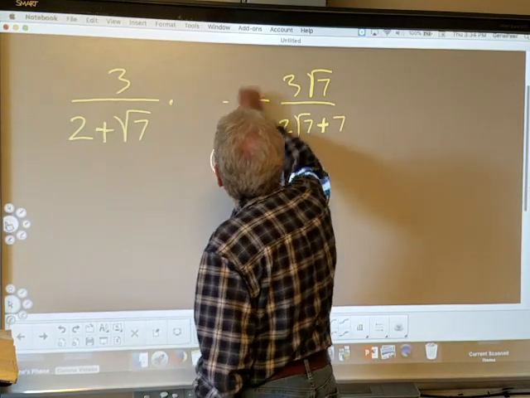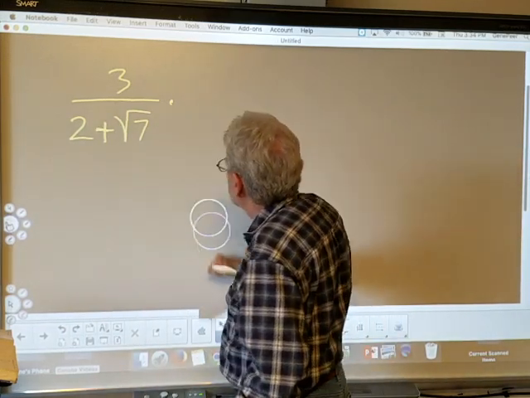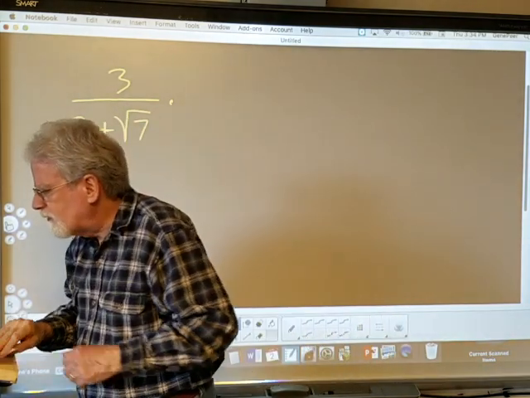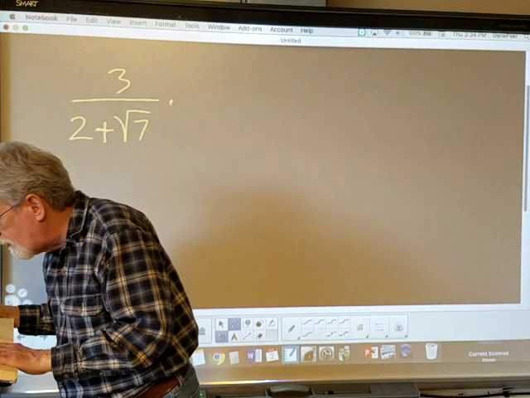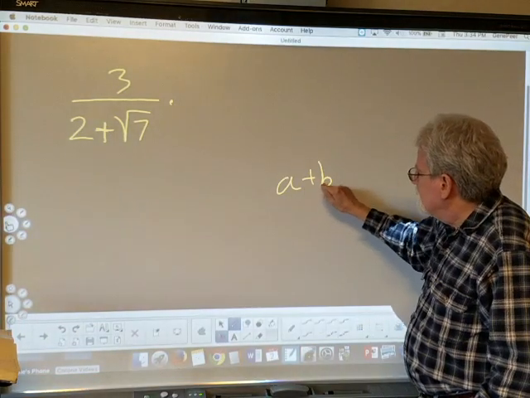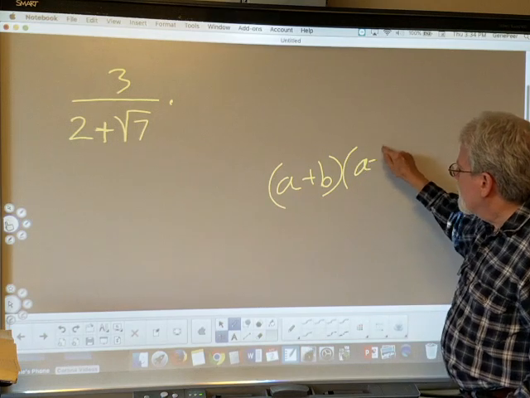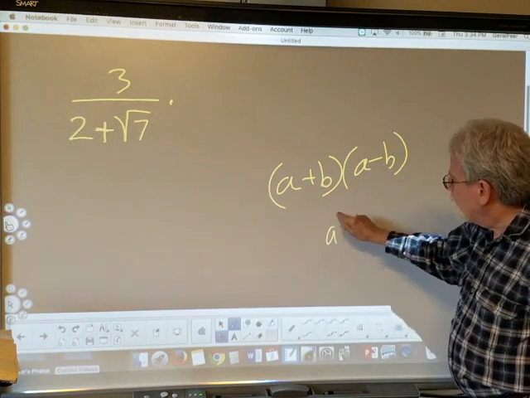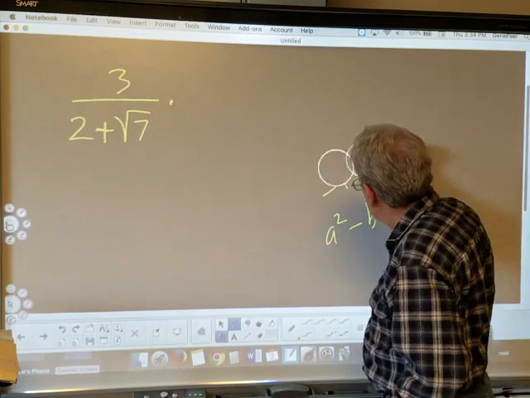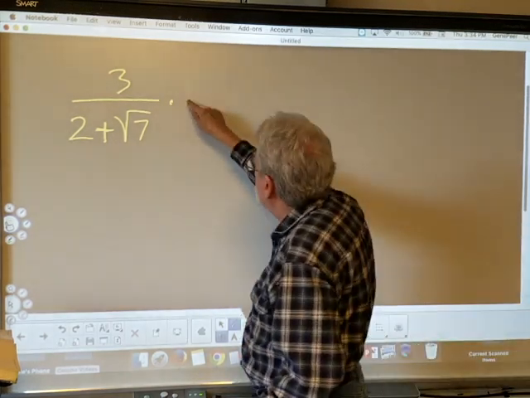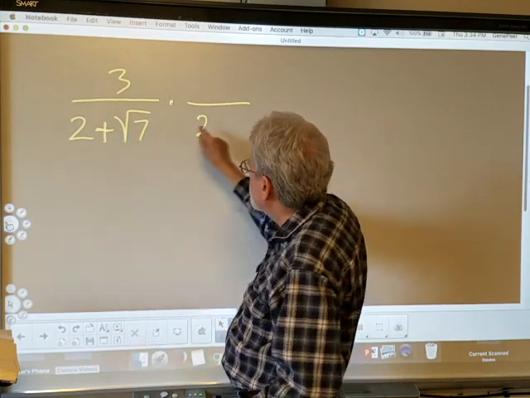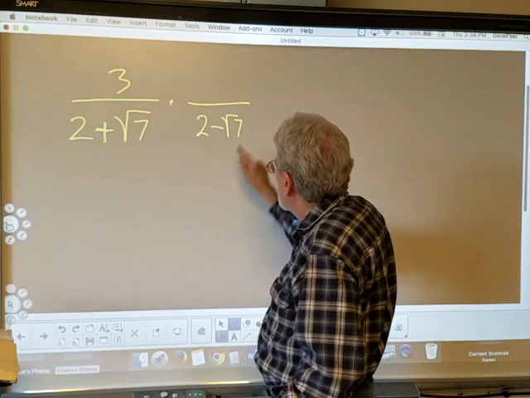This is so cool. This is downright fun. All right. We saw in one of the first examples, back in example 3, we know that a plus b times a minus b equals a squared minus b squared. Watch what happens if I multiply this by 2 minus square root of 7.